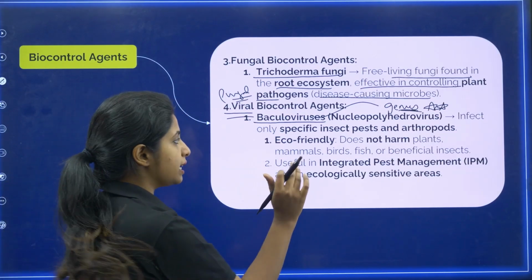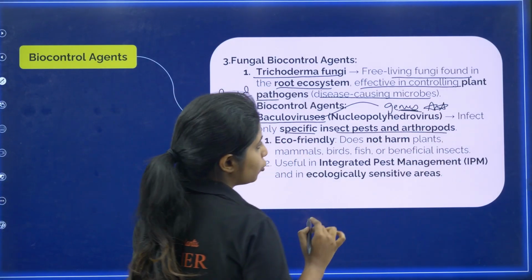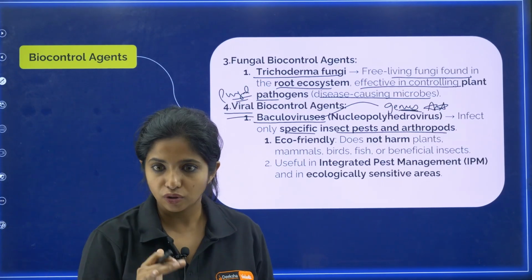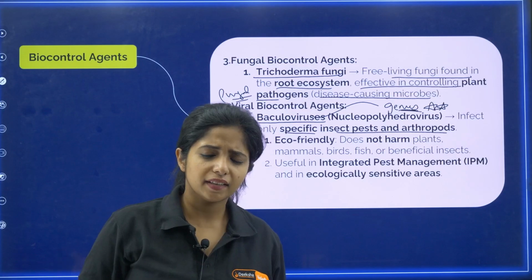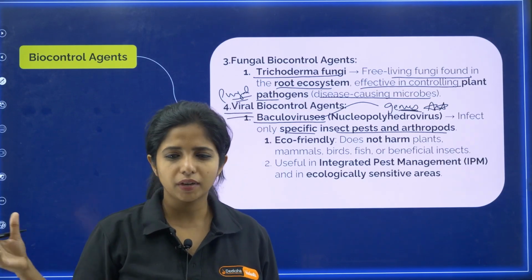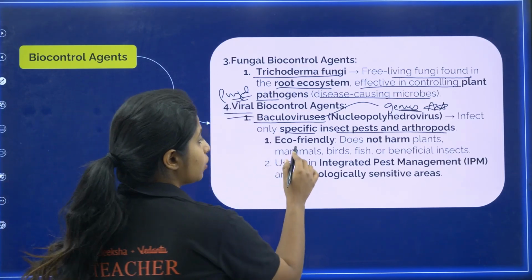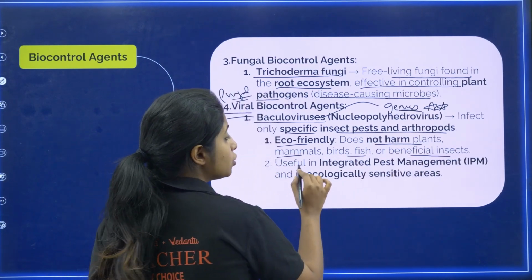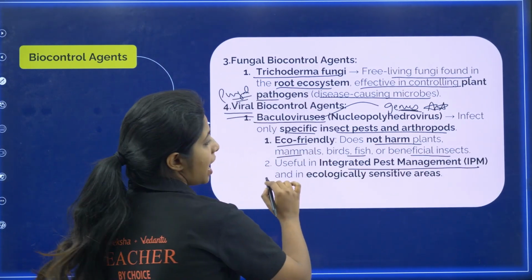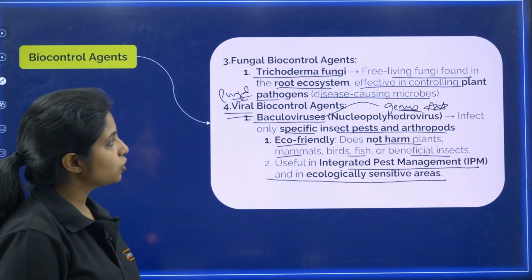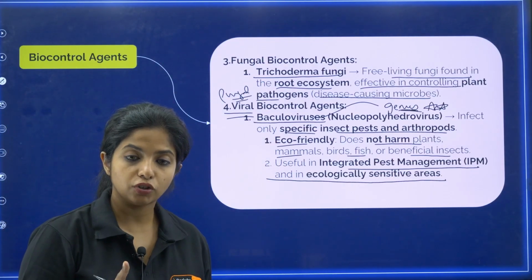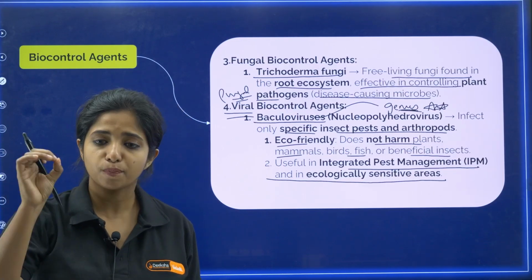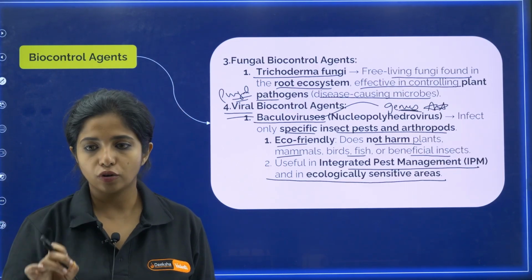It infects only specific insect pests and arthropods. Insects and everything come under arthropods; arthropods is a big category, and inside it you have insects and so many other organisms as well. It is eco-friendly, does not harm plants, mammals, birds, fish or beneficial insects. It is useful in integrated pest management and in ecologically sensitive areas. So please remember, the viral biocontrol agent, baculoviruses, belong to the genus Nucleopolyhedroviruses, and they are for specific insect pests and also arthropods.